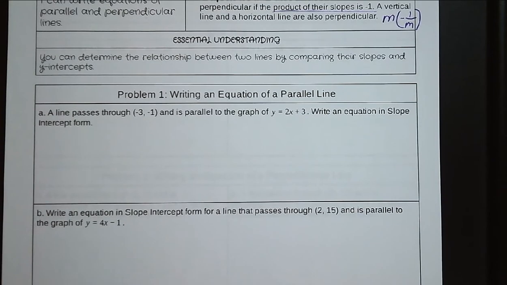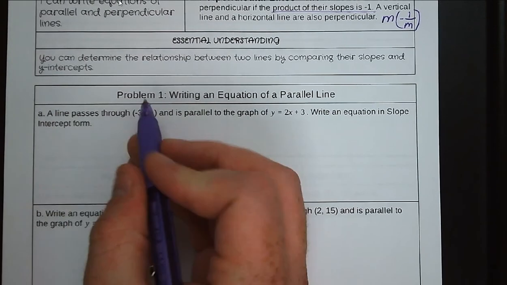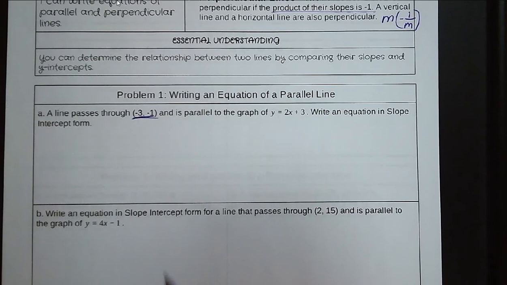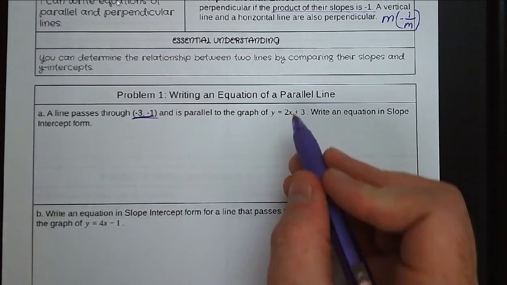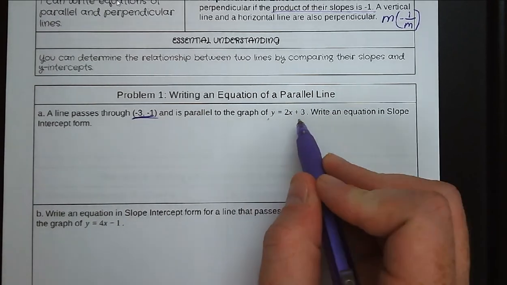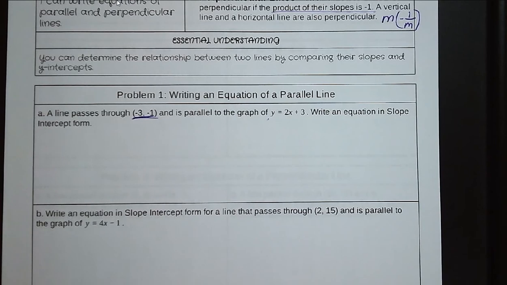So let's start by writing an equation for a parallel line. We have a line passing through the point (-3, -1), and we are told it is parallel to the graph of y = 2x + 3. We want to write the line in slope-intercept form.